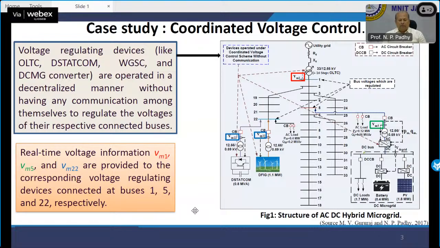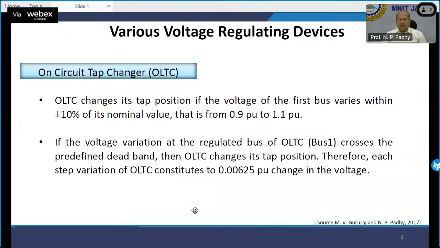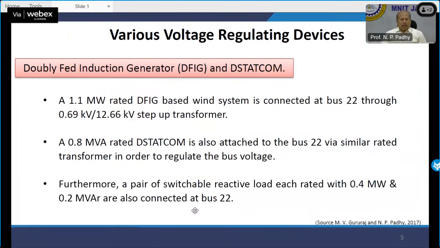So what will happen? Bus number 22 will be injected with wind energy at a bus voltage of 12.66 kV. Similarly, we have a 0.8 MVA D-STATCOM also attached to bus number 22 via a similarly rated transformer in order to regulate the bus voltage. So the STATCOM is also connected to a substation transformer with a terminal voltage of 12.66 kV, so that bus 22 will experience the same voltage.